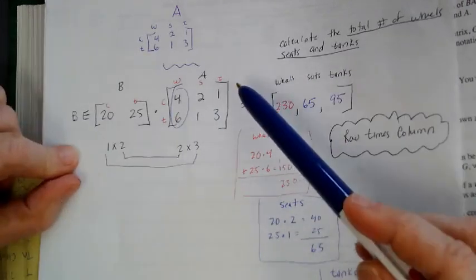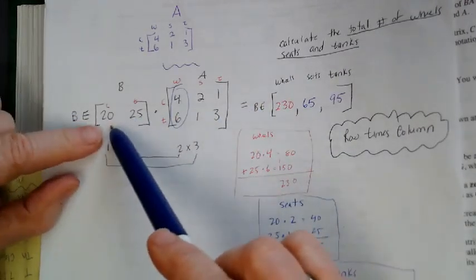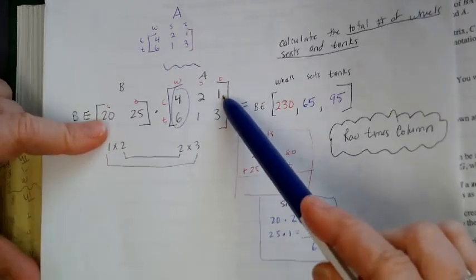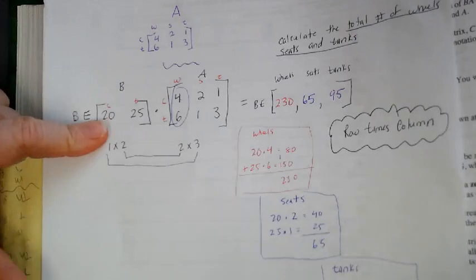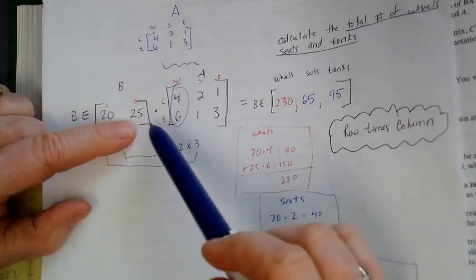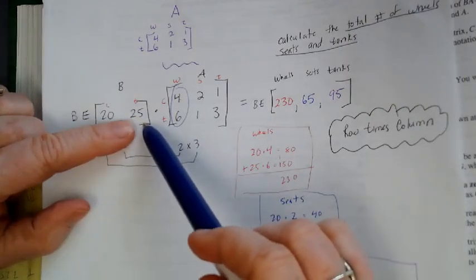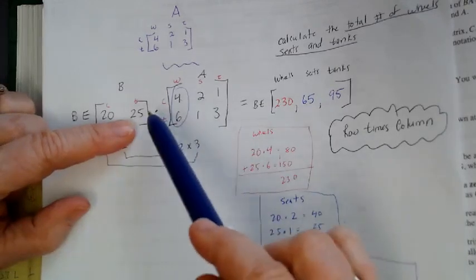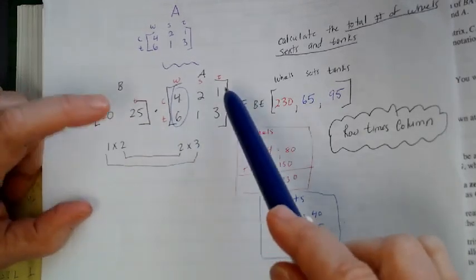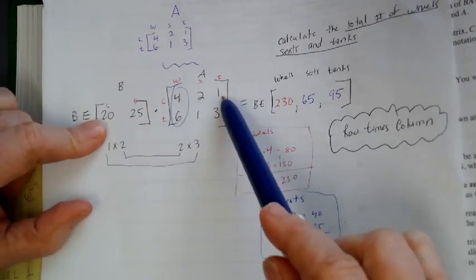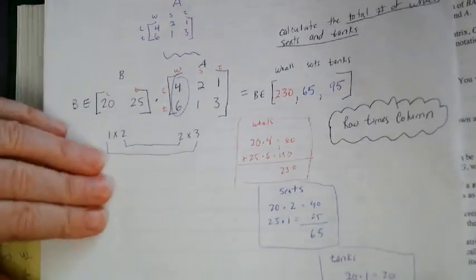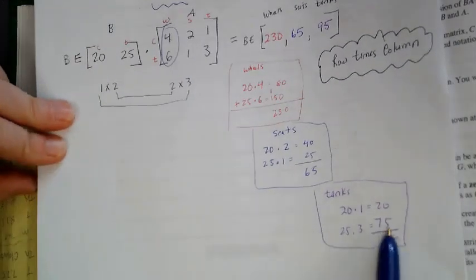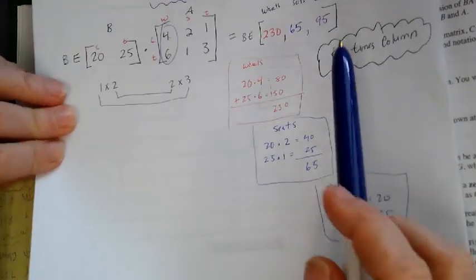Okay, so how many gas tanks? Bullseye wants to make 20 cars, so they'll need 20 gas tanks, because 20 times 1 is 20. And then they want to make 25 trucks, and each truck has to have 3 gas tanks, so 25 times 3 is 75. This one you can almost do in your head. It's going to be 20 plus 75, and I wrote it all down here. And it's 95.